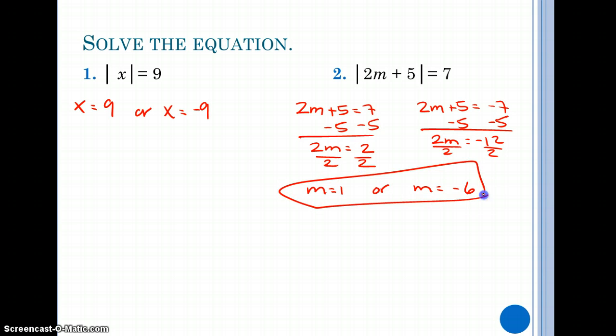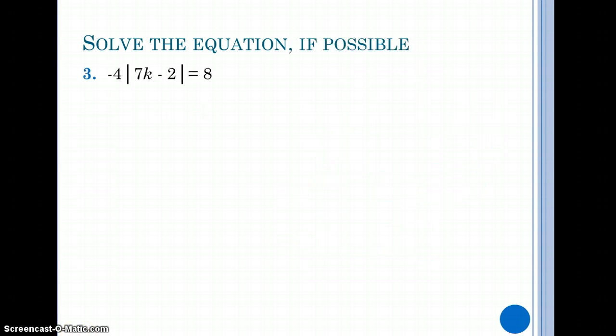So two different answers. If you wanted to, on an answer column, you can just write m equals 1 and -6. That's kind of the shorthand way of doing it. Good. Moving on, we're going to step it up a little bit.